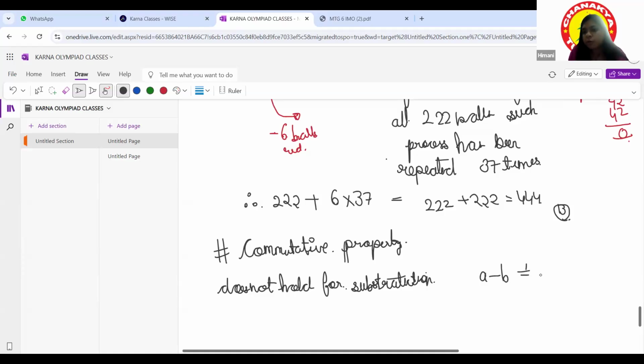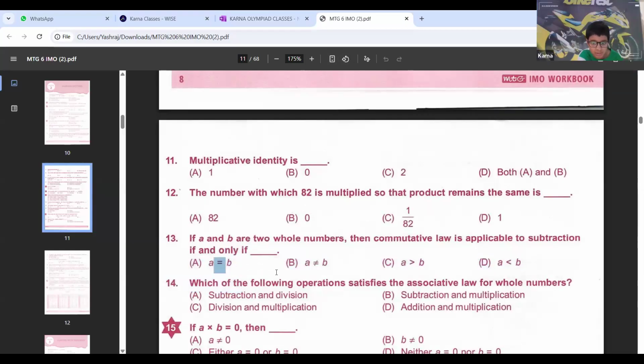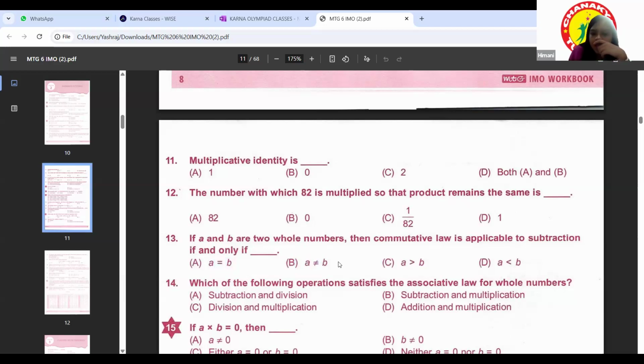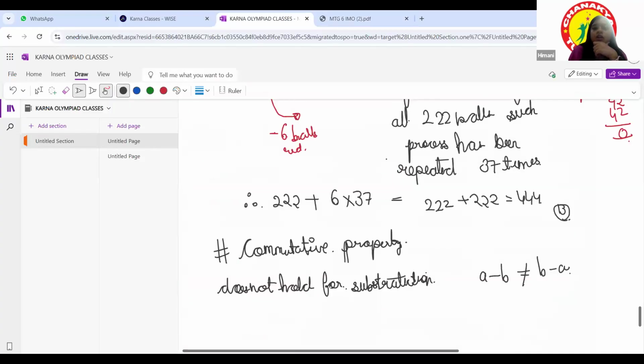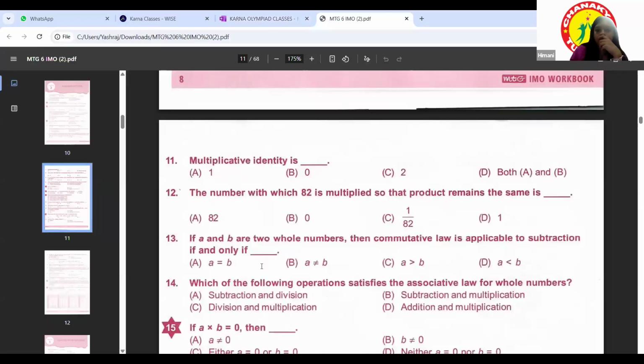A minus B is not equal to B minus A. But what they are trying to ask you is that you know it is not applicable, but it is applicable if and only if, which case is that? If A and B are not equal, let's say A is 5 and B is 6, then 5 minus 6 is minus 1, but 6 minus 5 is 1. So this property is not applicable. They are asking in which of the following cases it can be applicable.